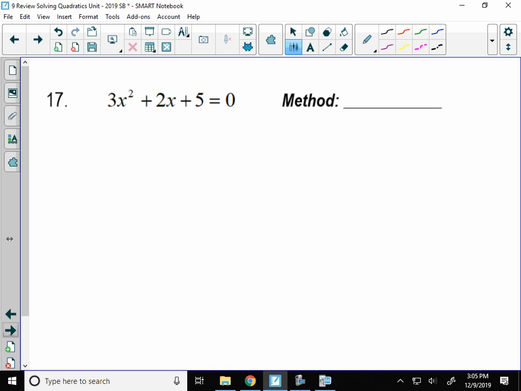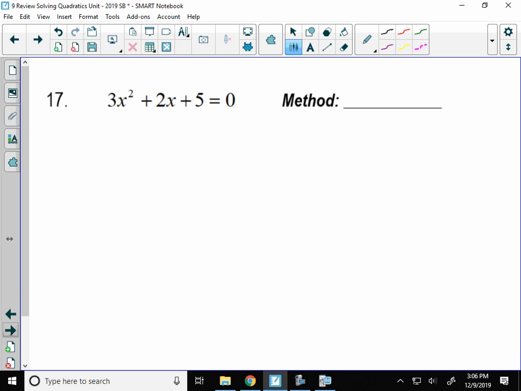Number 17. All right, let's see if I can factor. 3 times 5 is 15. Two numbers that multiply to 15 and add to 2. Well, you could say 3 and 5, but they both have to be positive, and that's not going to get me 2. So factoring is not going to work.